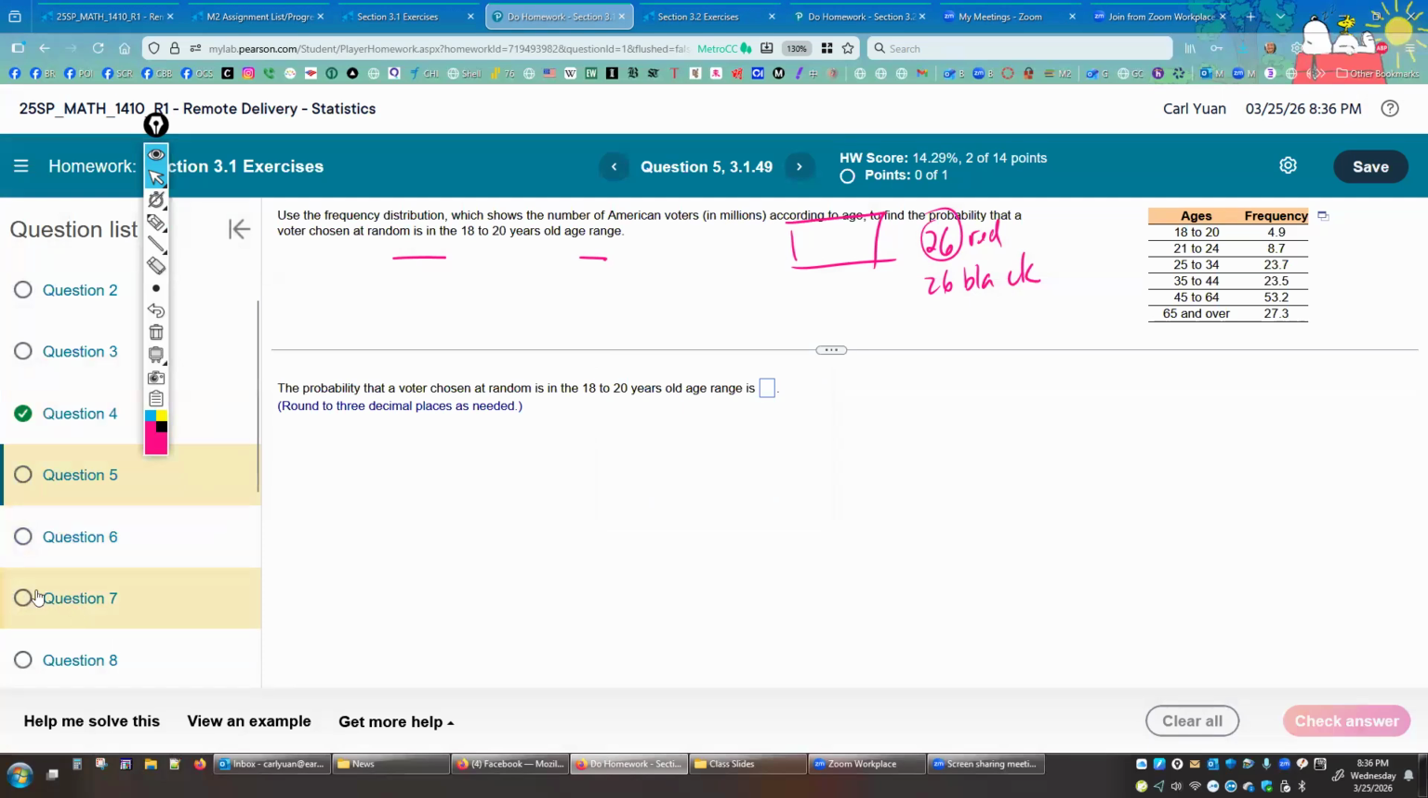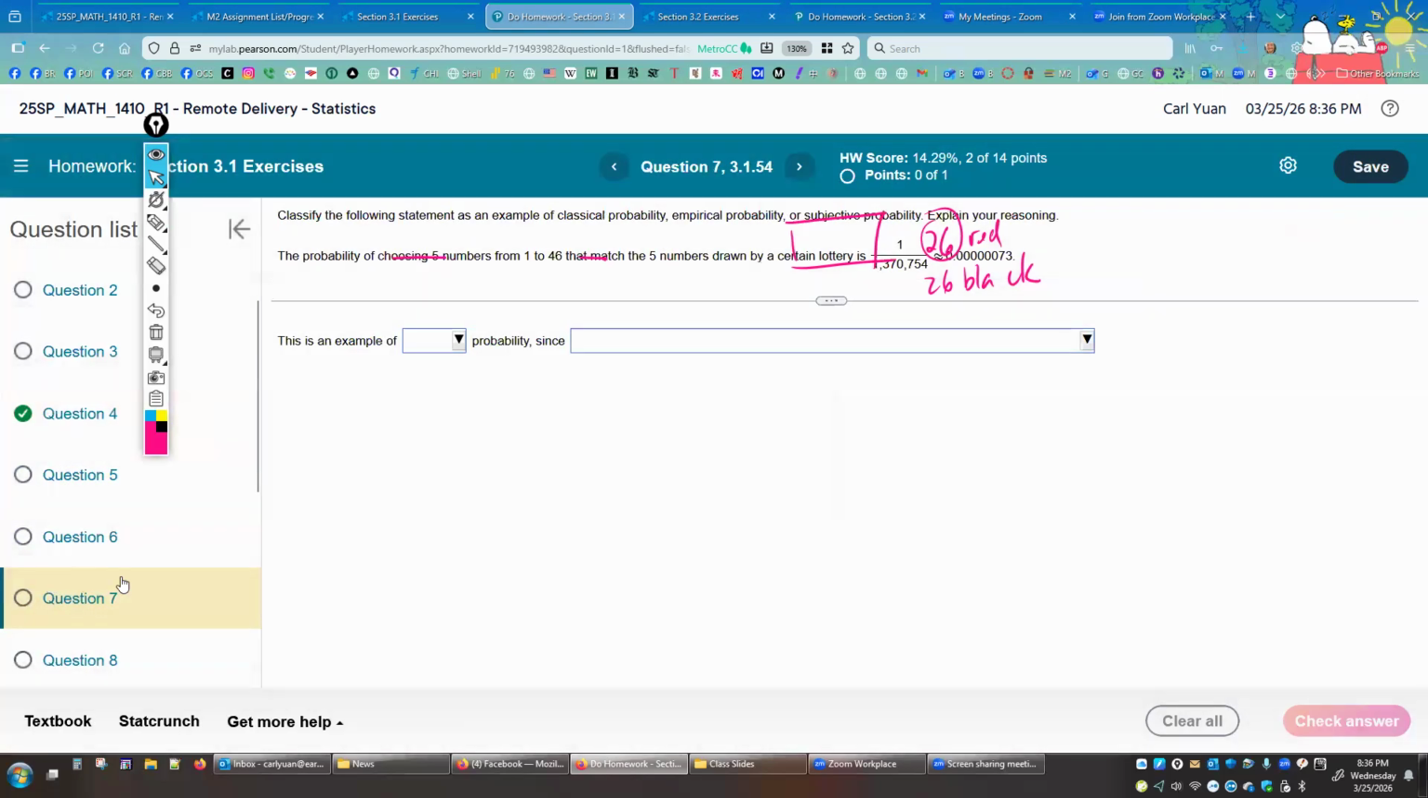So next question, let's do number 7. Number 7 says, classify the following statements as an example of classical probability, empirical probability, or subjective. Let's remind everybody what each one is. So classical, this is theoretical. Empirical, this is data supported. And subjective, this is a wild guess.